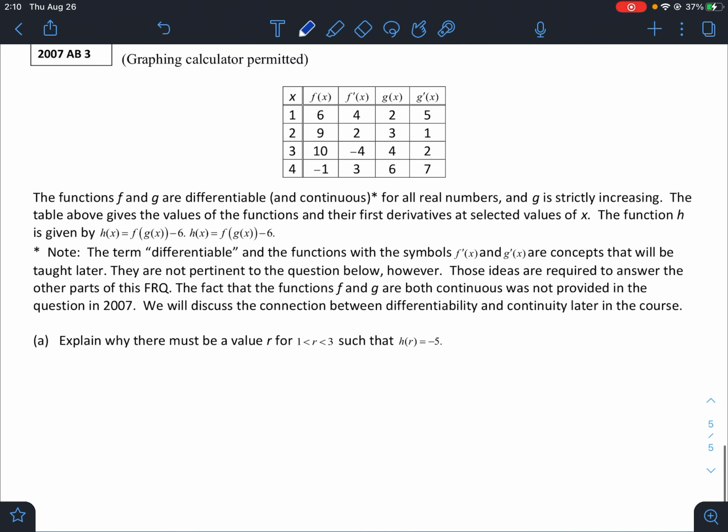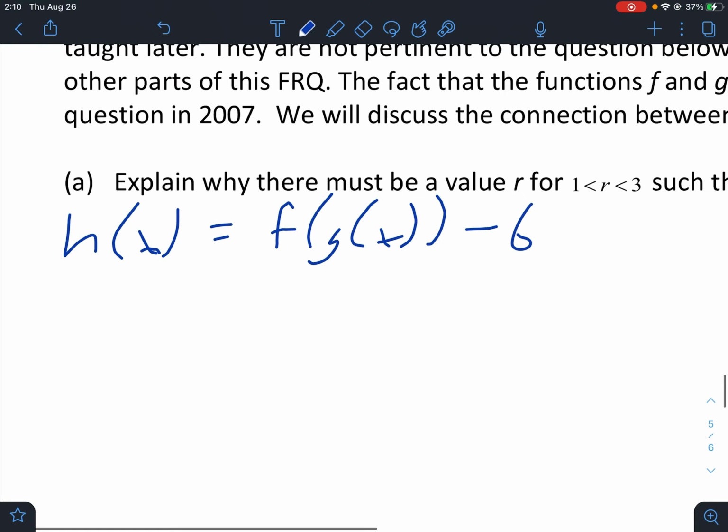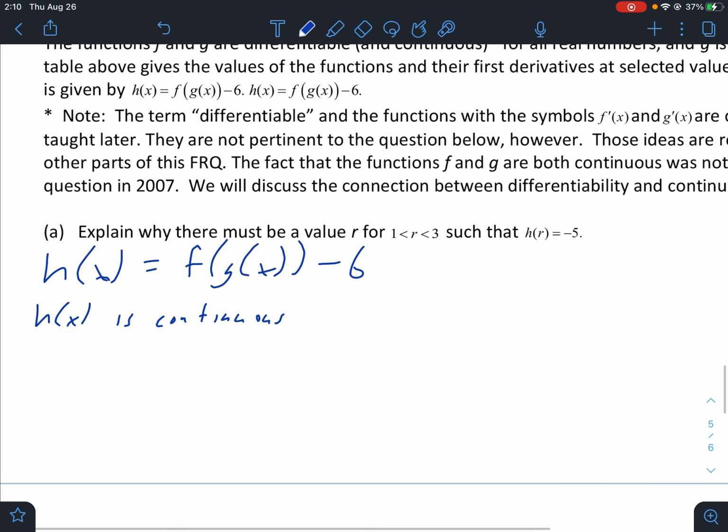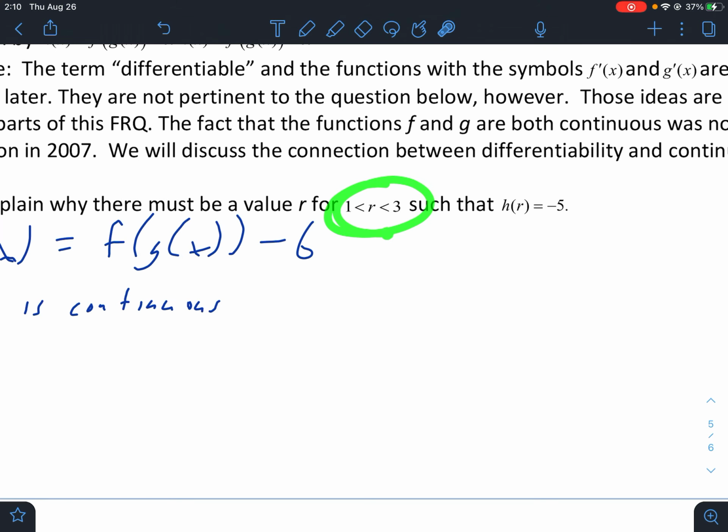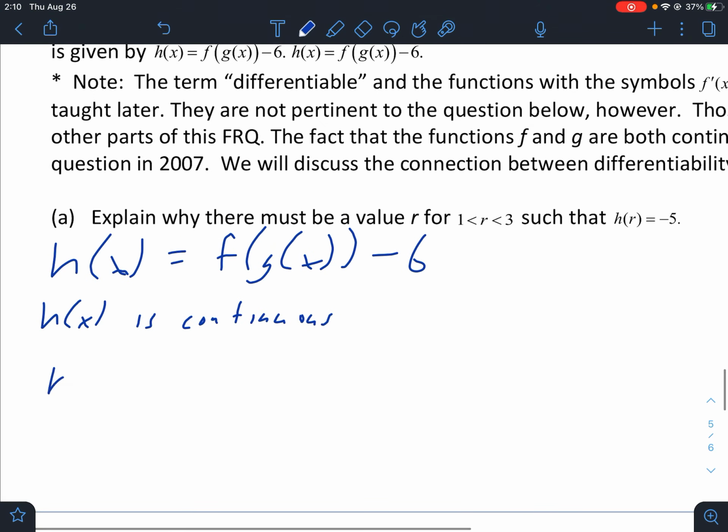Let's make sure h is continuous. So remember, h of x is f of g of x minus 6. Okay, since f is always continuous and g is always continuous, the composition of those would be continuous as well. So we know h of x is also continuous. So it's definitely continuous between 1 and 3. Then we got to find h of 1 and h of 3.